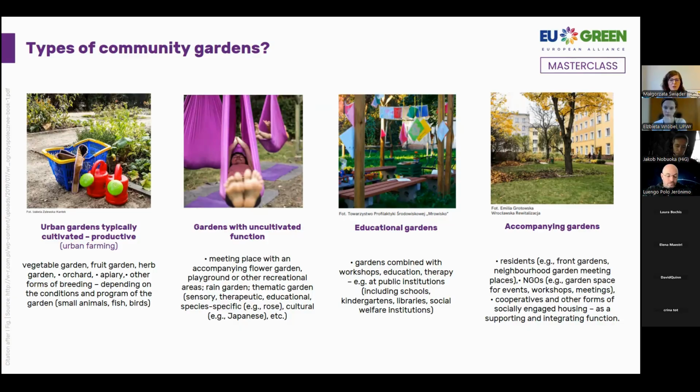And the small, or I could say even the smallest version of creation of gardens, so using a very small area for creating something that could be used by a community. So accompanying gardens, mainly connected with some supporting grounds close to the buildings.